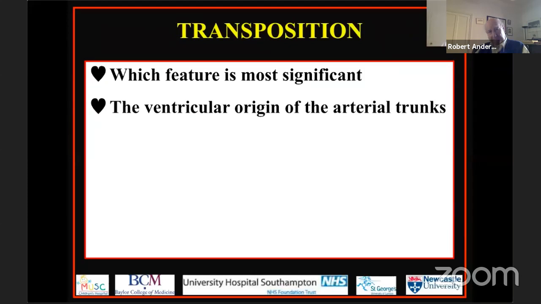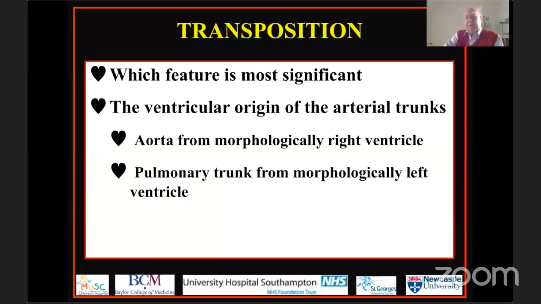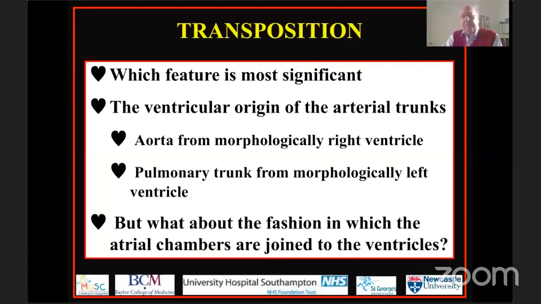So I think nowadays we all agree that there is no question which feature is most significant, and that is the ventricular origin of the arterial trunks, because it is the ventricular origin of the arterial trunks that determines the way the blood goes round. And to you as clinicians, surgeons, pediatric cardiologists, unequivocally, it is the direction of the blood that is most important. So what we are talking about is the arrangement in which the aorta is supported by the morphologically right ventricle, and the pulmonary trunk arises from the morphologically left ventricle.